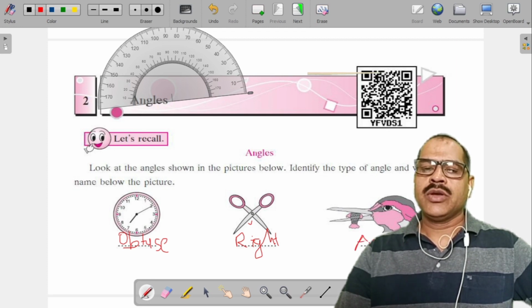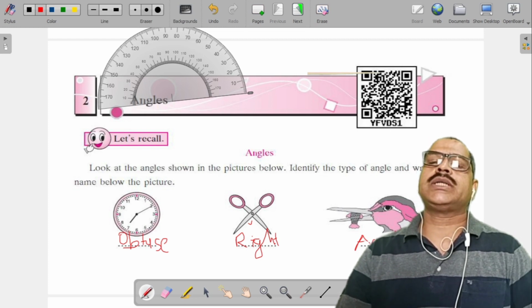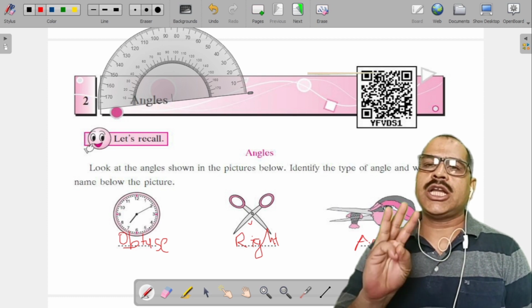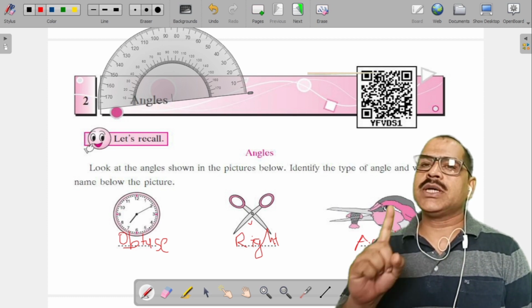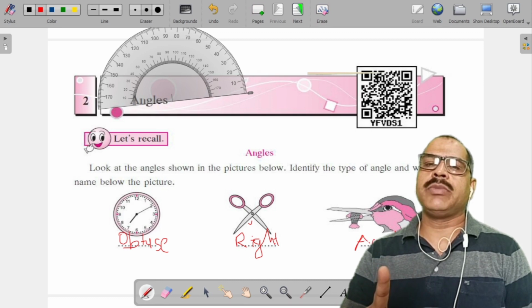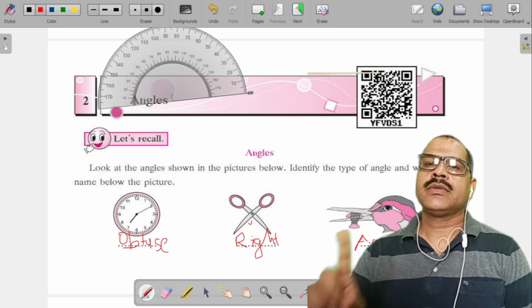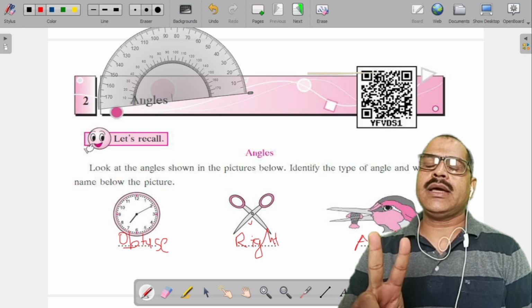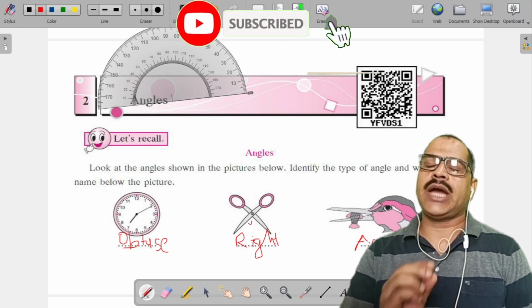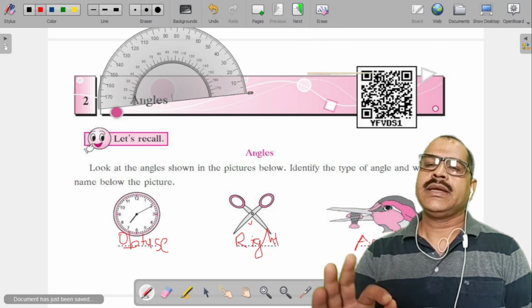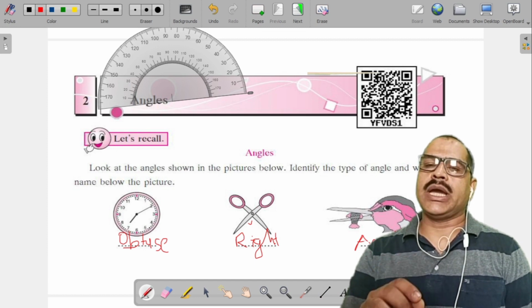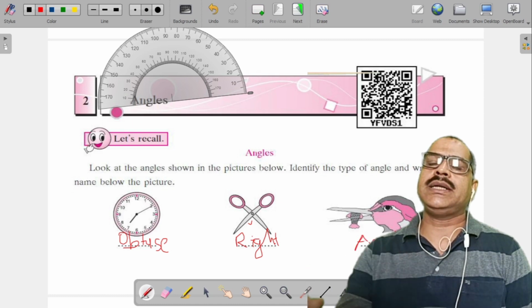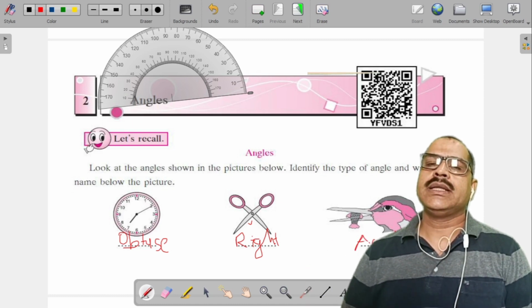In this way, we have seen the introduction part of our chapter, with information about the types of angles. There are three types of angle, out of which the first is the acute angle, which has a measure from 0 to 90 degrees. The second type is the right angle, which has a measure of only 90 degrees. And the third type is the obtuse angle, which has a measure greater than 90 degrees but less than 180 degrees.